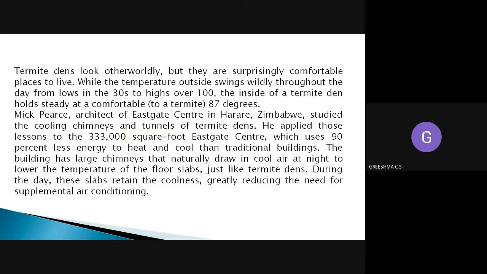But if you see a termite den, the inside temperature will be very cool and very comfortable. So scientists have started researching how this is done. Based on the termite den, they have made a model that is also called a termite den. The peculiarity is that whatever the outside temperature, the inside temperature will be very comfortable for human life.